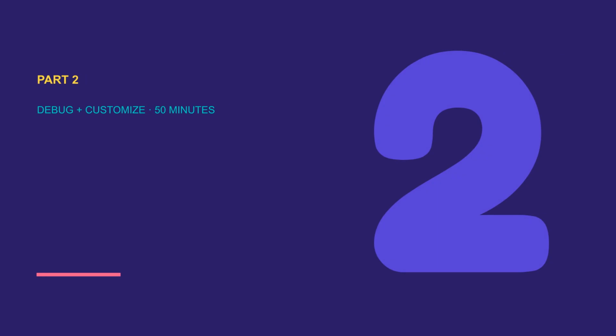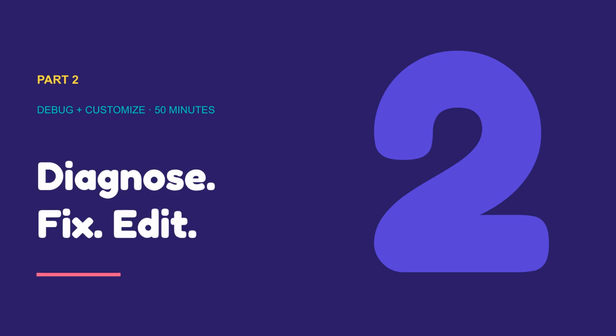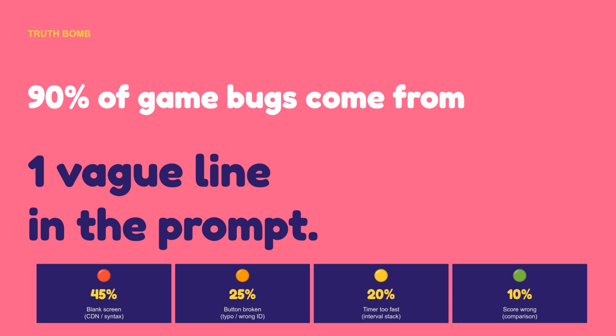Part 2 focuses on debugging and customization, lasting 50 minutes. We'll learn to diagnose, fix, and edit the games. A key takeaway is that 90% of game bugs stem from one vague line in the prompt. We'll focus on resolving the most common issues: blank screens, broken buttons, fast timers, and incorrect scores.